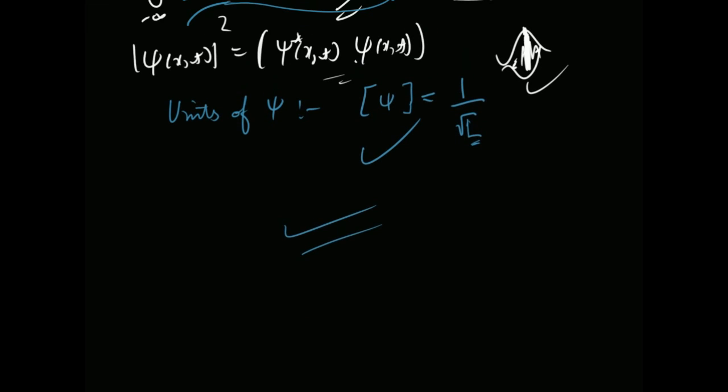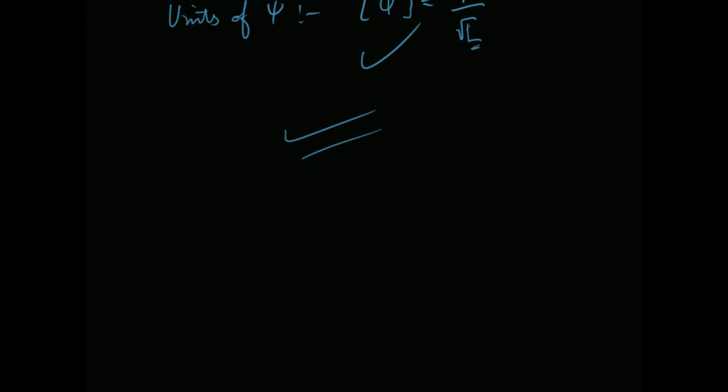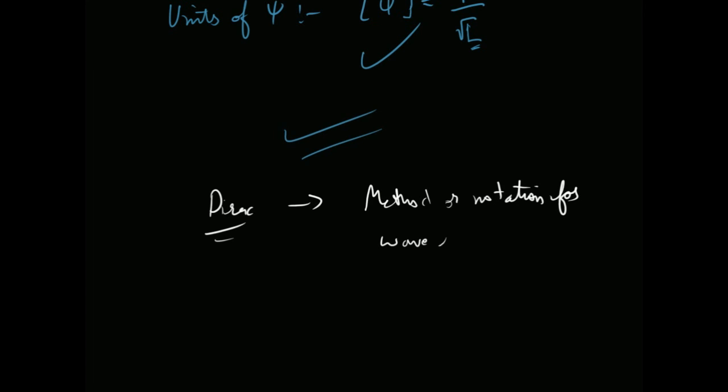But there is also another notation which is simpler and easier to understand. That was given by Dirac in the early 1920s or 30s. He gave another notation for wave function analysis and the Schrodinger equation, to find the properties of that wave function.